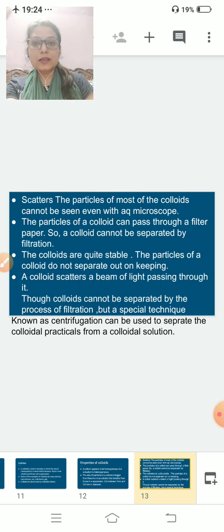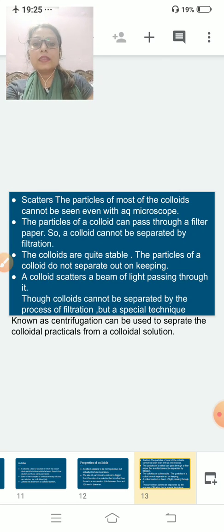Now, colloids are quite stable. That means as compared to a true solution it is not as stable, but as compared to a suspension it is more stable. So the particles of a colloid do not separate out on keeping. A colloid scatters a beam of light passing through it. If you pass a beam of light through the colloidal solution, it will scatter. And this scattering of light is known as the Tyndall effect. What is it known as? It is known as the Tyndall effect. Scattering of light is known as the Tyndall effect.